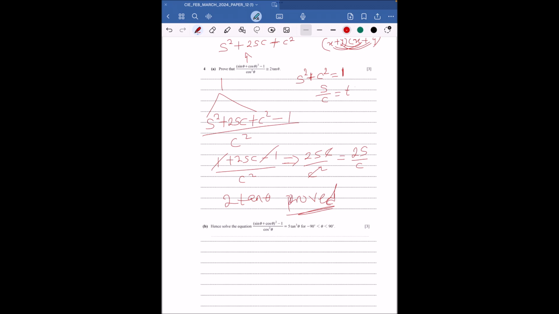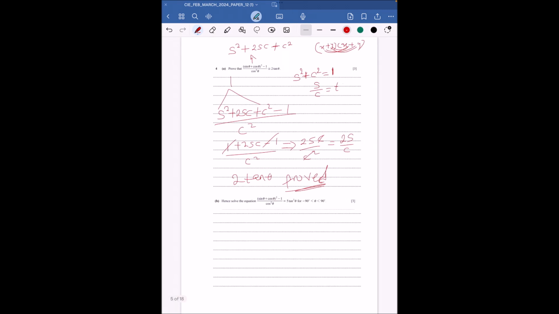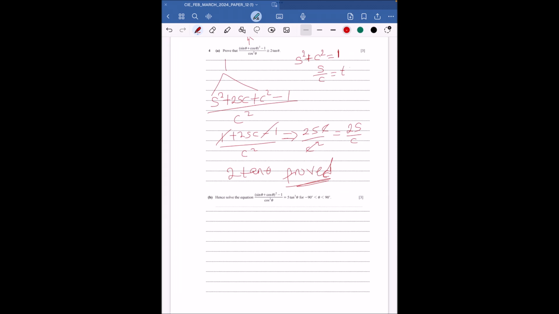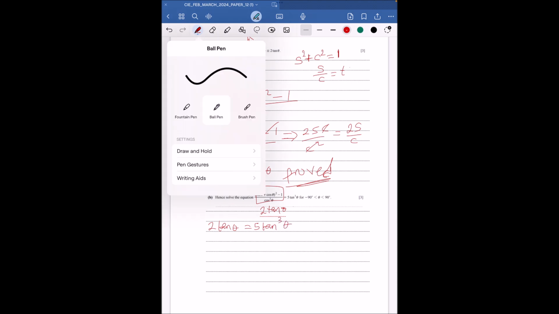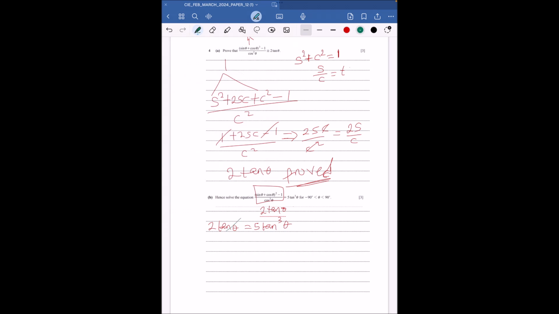All right. So that's it. That was very direct. I think this paper was very easy in my own understanding. All right, let's see this one. So we've shown this to be 2 tan theta. So 2 tan theta is equal to 5 tan cubed theta. What some of you will do here is try to cancel.